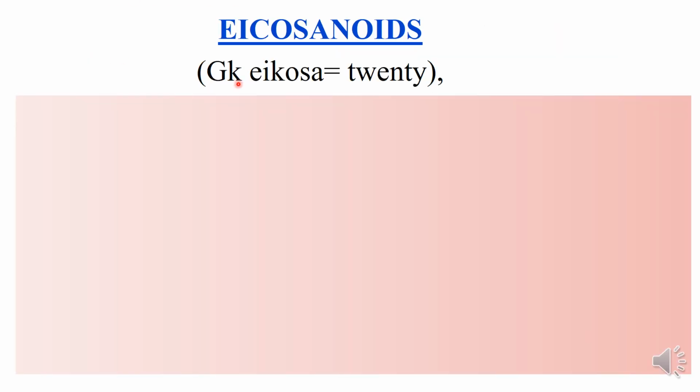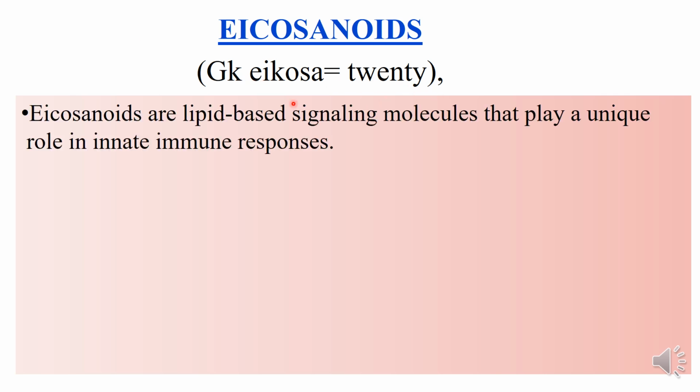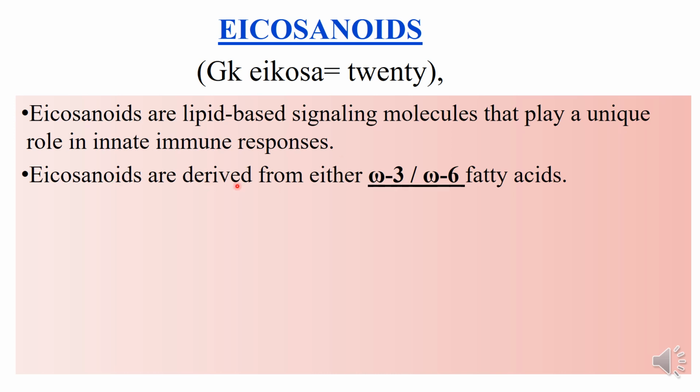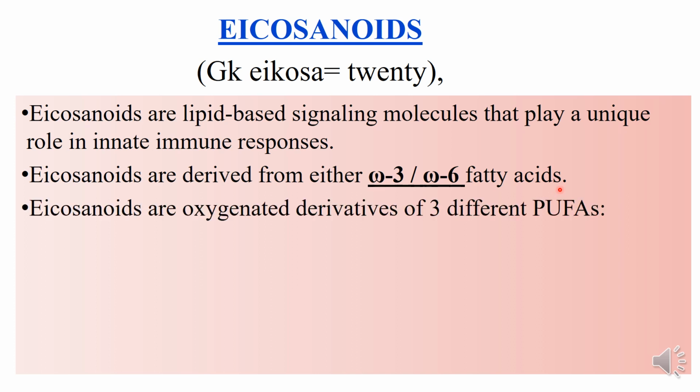Eicosanoids is derived from the Greek word eikosa, which means 20. Eicosanoids are lipid-based signaling molecules that play a unique role in innate immune responses. They are derived from either omega-3 or omega-6 fatty acids. Eicosanoids are oxygenated derivatives of three different PUFAs.